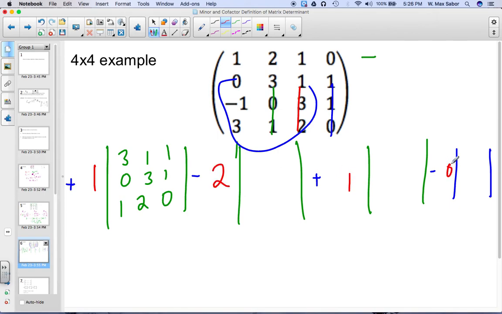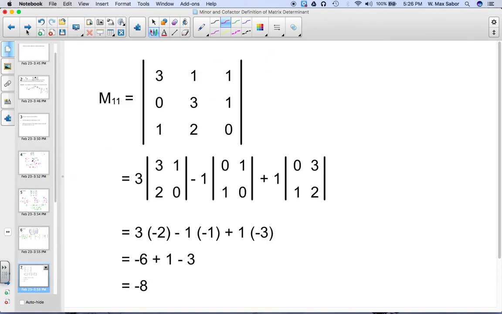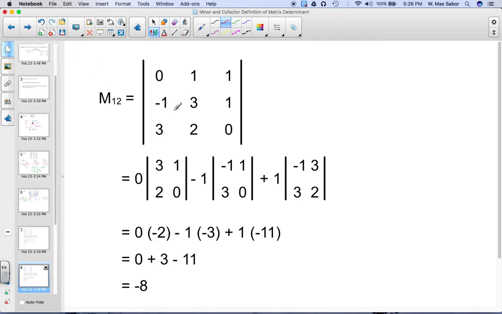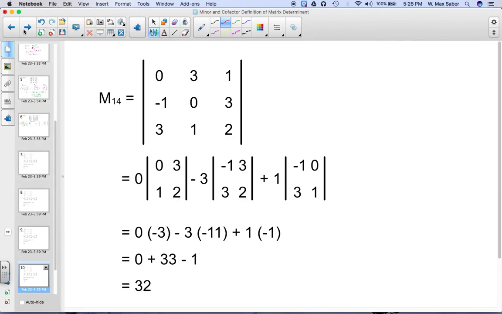I've written these out so that we're not wasting time. Here's the first minor. The first minor is this. You can double check the calculation. We get negative 8. The second minor is this. We get negative 8 again. The third minor is 8. And the fourth minor is 32.